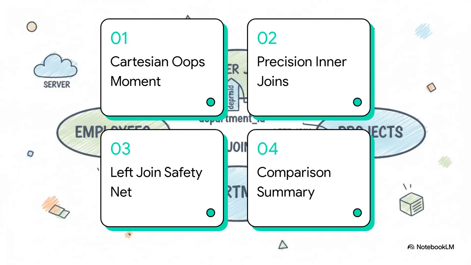1. The Cartesian oops moment. 2. Precision with inner joins. 3. The left join safety net. And 4. A quick join comparison summary.